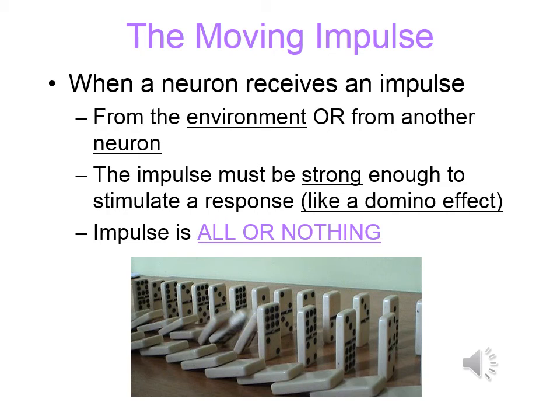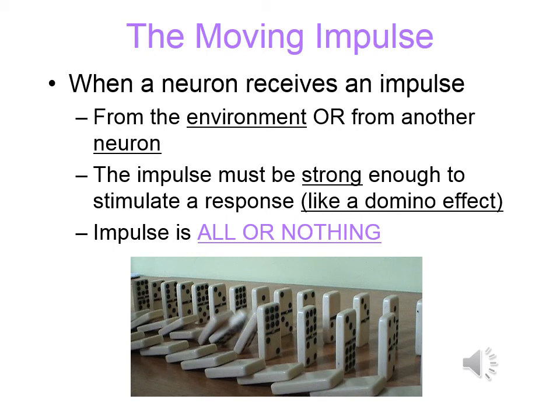So, a moving impulse. When a neuron receives an impulse from the environment or from another neuron, the impulse must be strong enough to stimulate the response, like a domino effect. An impulse is all or nothing. Imagine yourself yelling to your friend across the quad. There's a point at which they can actually hear you. Before that, they couldn't hear you. You could have been yelling, calling them, but then you get loud enough, and they can hear you.